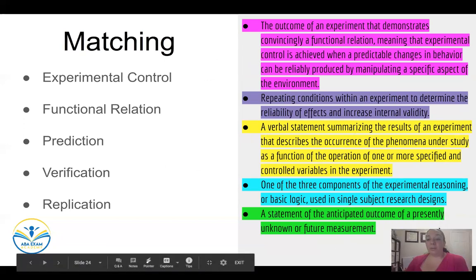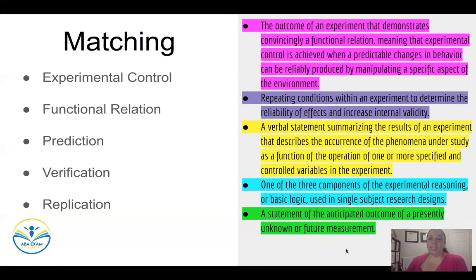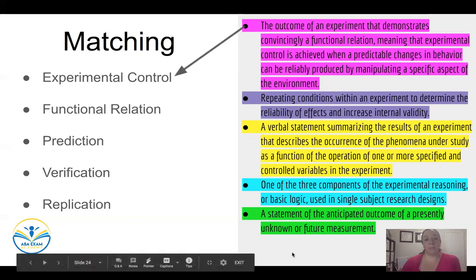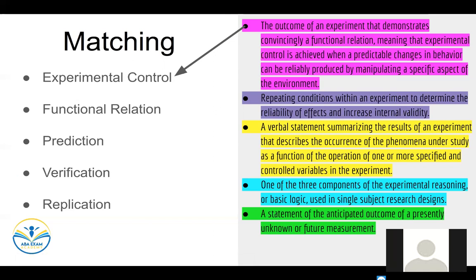This is really important that you understand what they're saying, because you all know the exam is like this. The outcome of an experiment that demonstrates convincingly a functional relation, meaning that experimental control is achieved when predictable changes in behavior can be reliably produced by manipulating a specific aspect of the environment. Experimental control: repeating conditions within an experiment to determine the reliability of effects and increase internal validity. Replication.